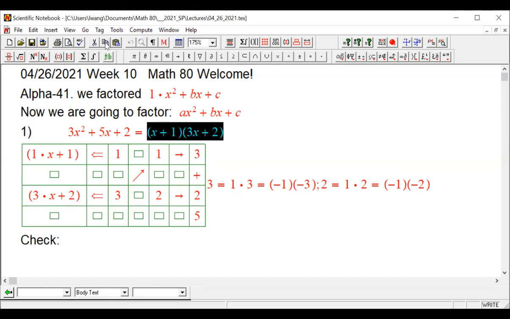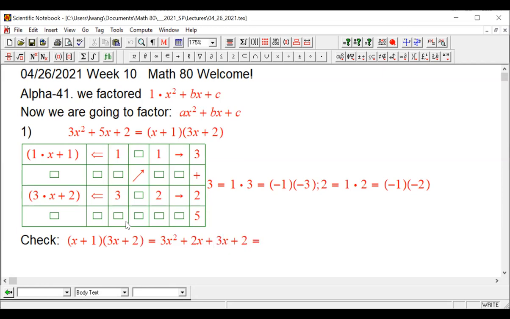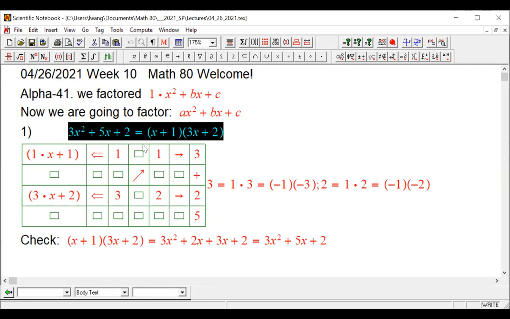So we get this answer presumably, and we're gonna FOIL to see if we get the right answer. So x times 3x gives us 3x squared. X times 2 is 2x. 1 times 3x is 3x. 1 times 2 is 2. So finally, we get 3x squared plus 5x plus 2. We're back to the original, so this is the right factor.